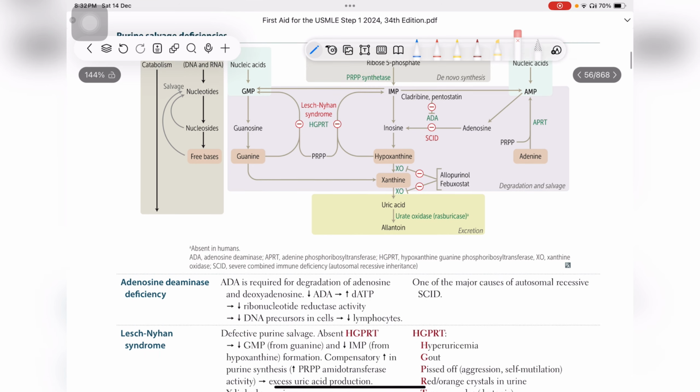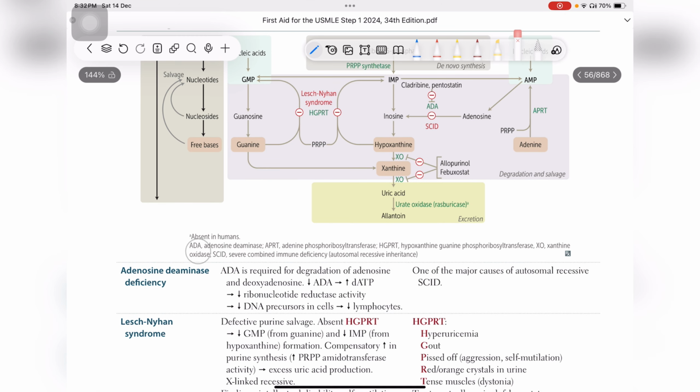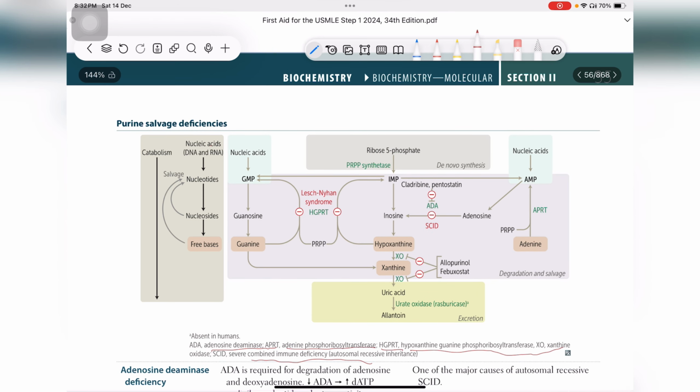Here the important thing is: adenosine deaminase, APRT (adenine phosphoribosyl transferase), HGPRT (hypoxanthine guanine phosphoribosyl transferase), xanthine oxidase, SCID. These many syndromes are associated with your salvage pathway. That's why stressing on this is very important. In Lesch-Nyhan syndrome, there is HGPRT deficiency. What do you mean by HGPRT? It is the enzyme which again forms your nucleotides, which is your salvage pathway. So, if this is deficient, we have Lesch-Nyhan syndrome.